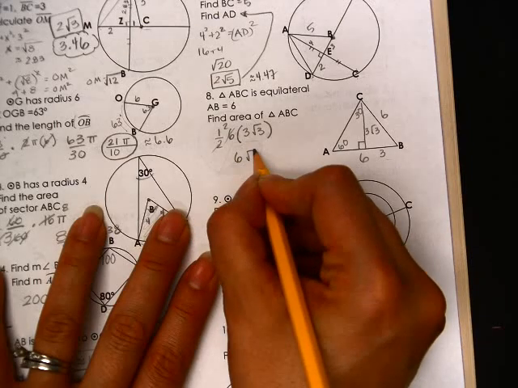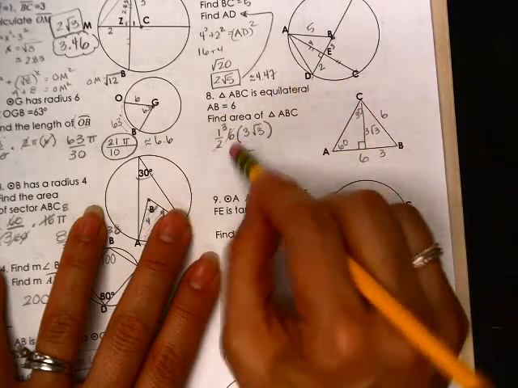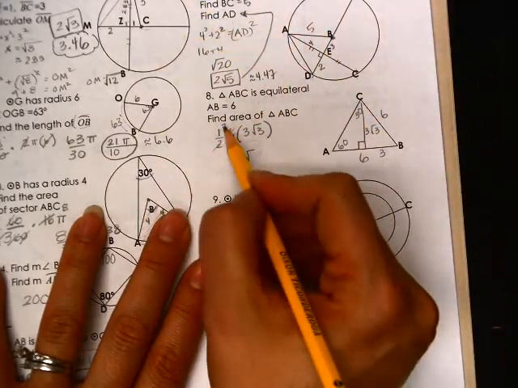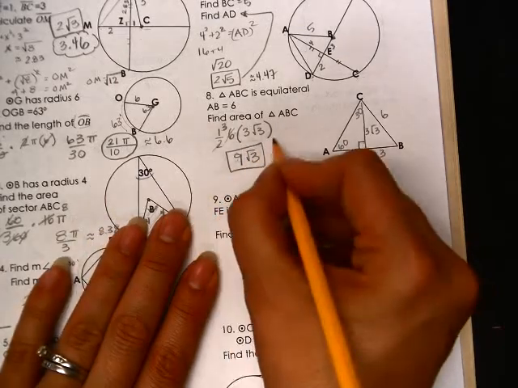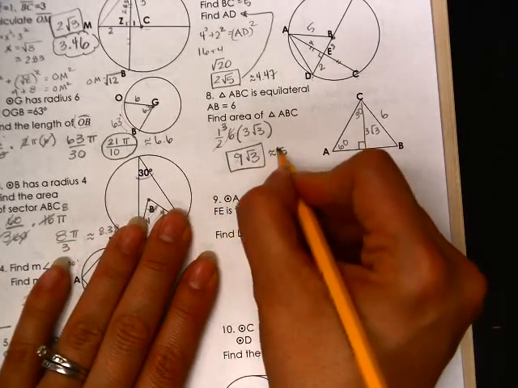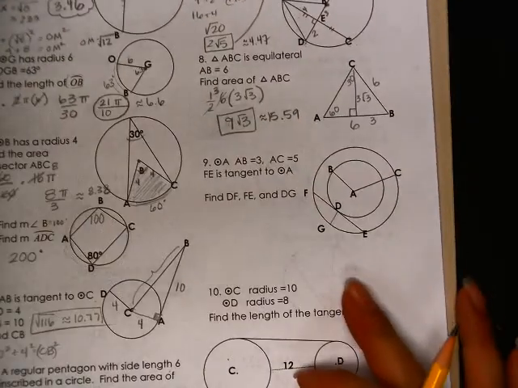6 root, did I do that? No, 3. Sorry about that. Reducing the 2's changes that to 3. So 3 times 3 is 9 root 3 is the answer, which is approximately 15.59 for the decimal. All right.